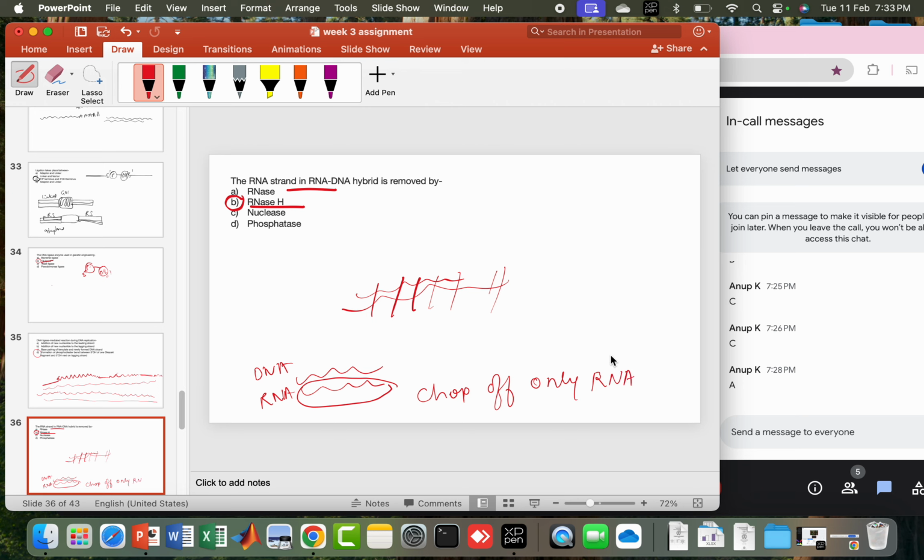That's why RNases cannot be used, as they cannot recognize the DNA-RNA hybrid. Nucleases again are very random; they will cleave both DNA and RNA. Phosphatases again are no use; they will not remove the DNA-RNA hybrid. The correct answer is RNase H.